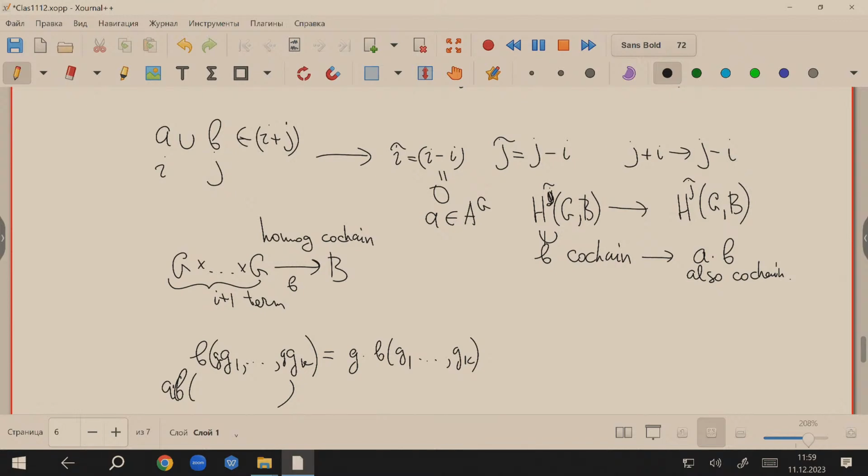And the differential, of course. Why it is convenient to take an invariant: it preserves homogeneity.